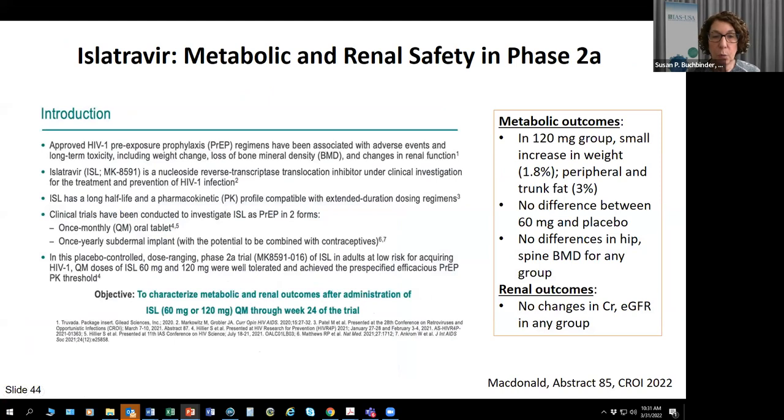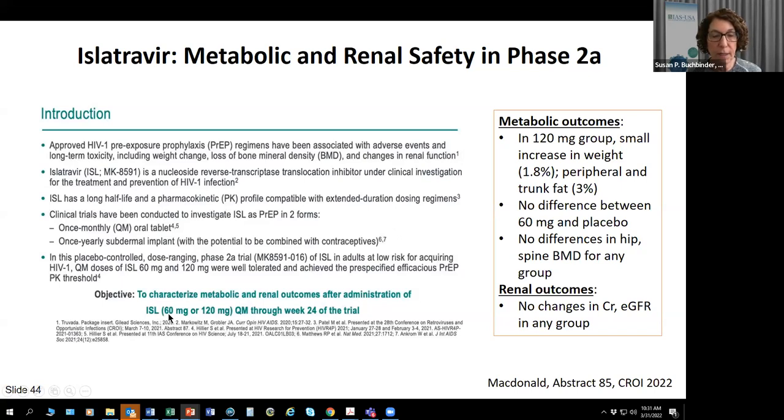So I'm just going to show you one slide on the islatravir study. This is data from the phase 2A study. And islatravir is a nucleoside reverse transcriptase translocation inhibitor that has several favorable features, including this long half-life. It is being evaluated as a once monthly oral tablet, as well as a subdermal implant that could be used once a year.